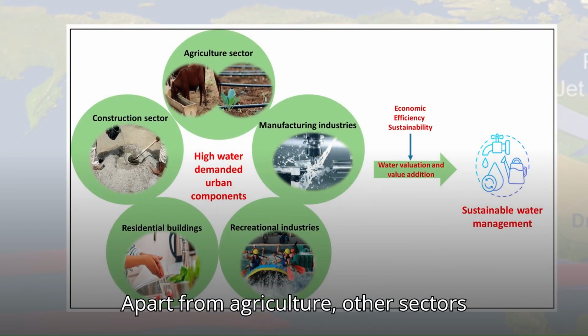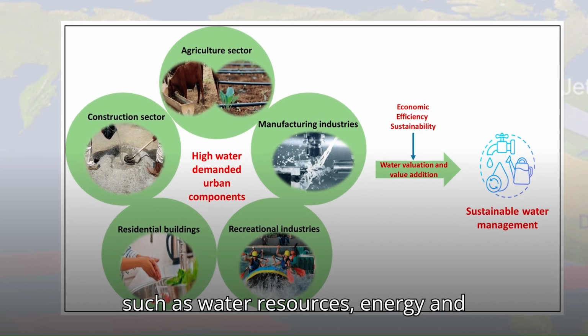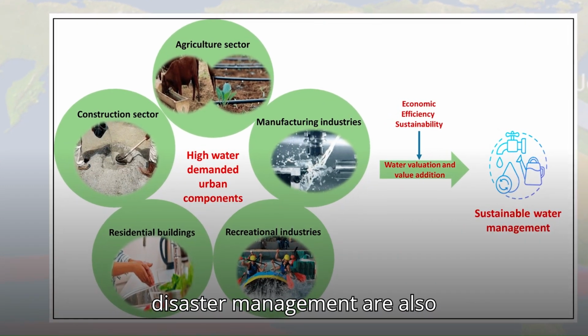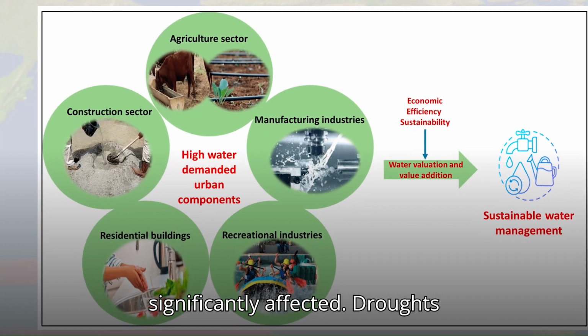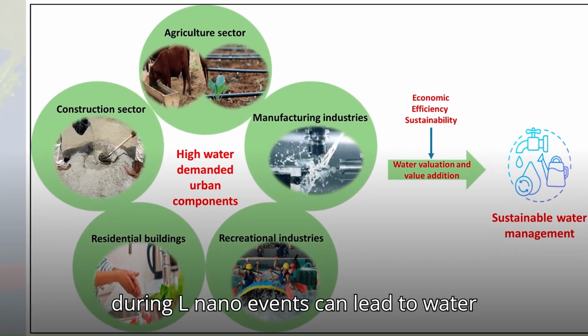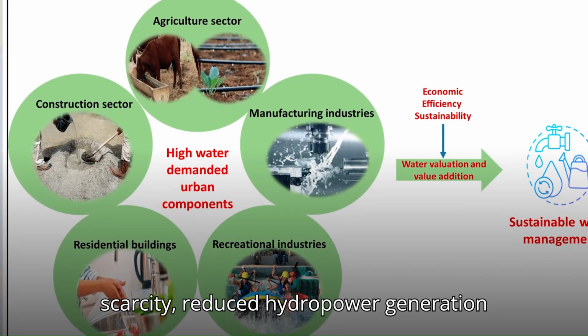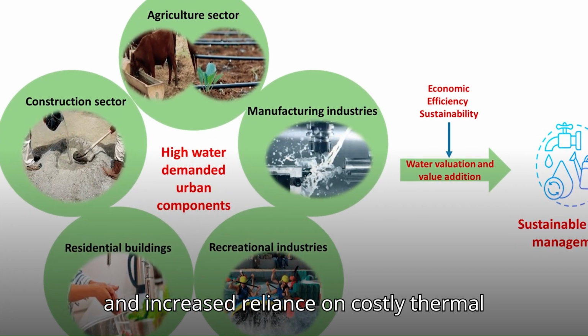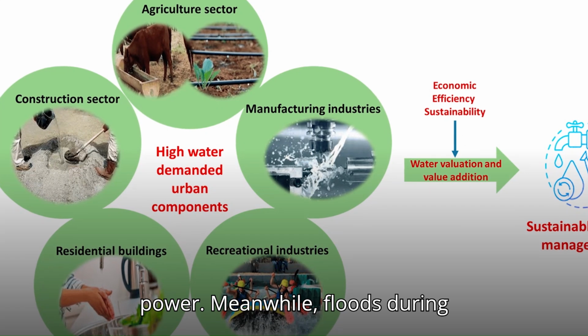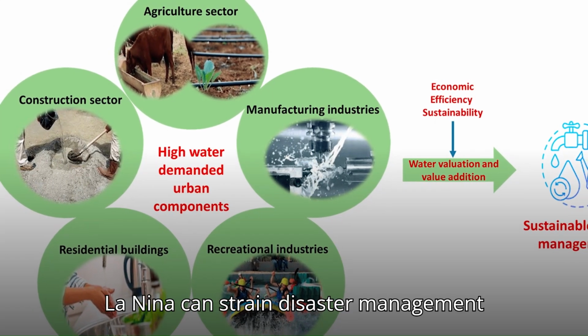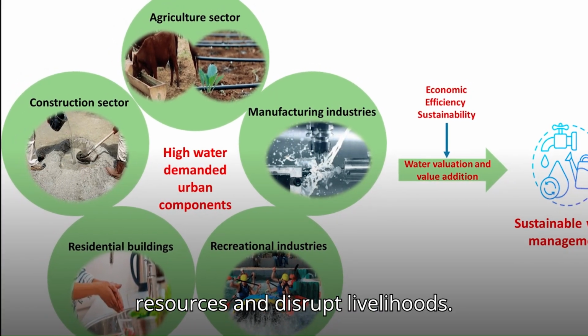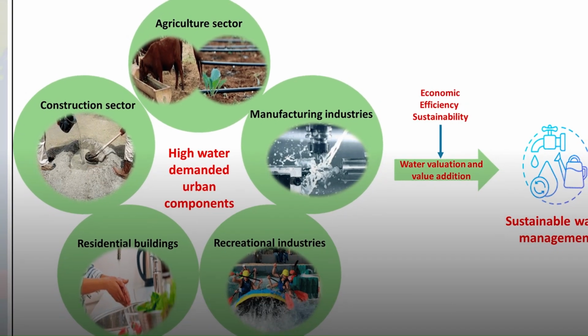Apart from agriculture, other sectors such as water resources, energy, and disaster management are also significantly affected. Droughts during El Niño events can lead to water scarcity, reduced hydropower generation, and increased reliance on costly thermal power. Meanwhile, floods during La Niña can strain disaster management resources and disrupt livelihoods.